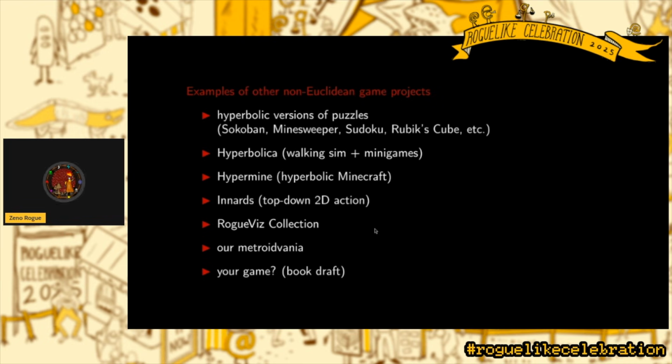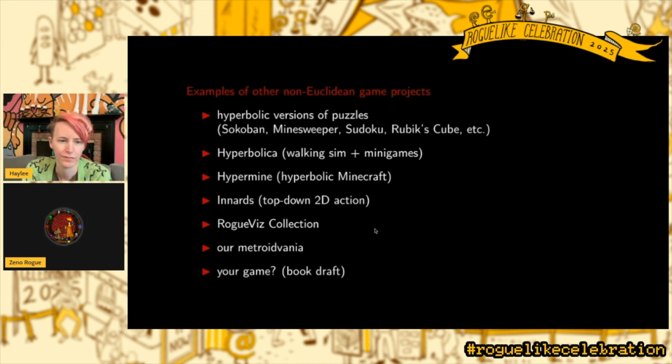I will talk about some examples of other non-Euclidean game projects which we have. So we have hyperbolic versions of various puzzles, like Sokoban or Minesweeper or Sudoku, Rubik's Cube and so on. We have Hyperbolica, which is quite a big hyperbolic game. It is a walking simulator with some mini games essentially. There is this HyperMine project, where the idea is to make hyperbolic Minecraft, right? So it's also procedurally generated, of course, and it is also open source, so it could be possible to join this project.